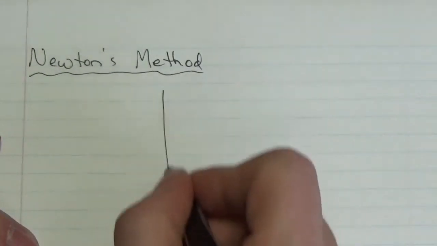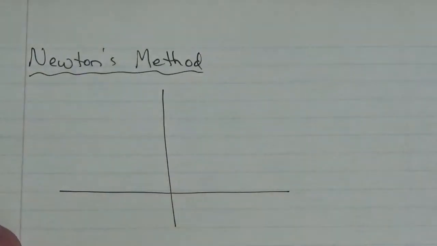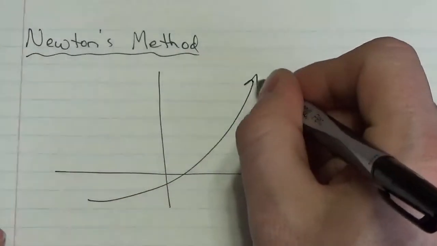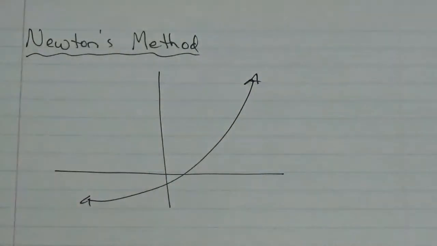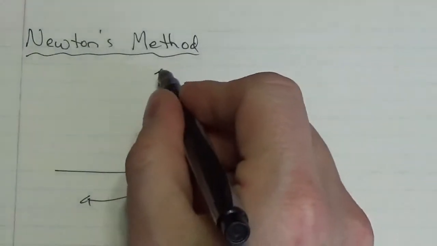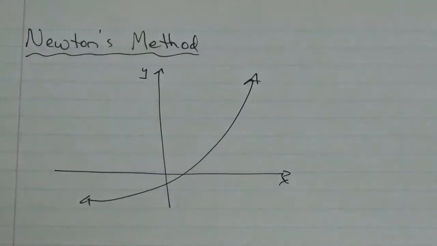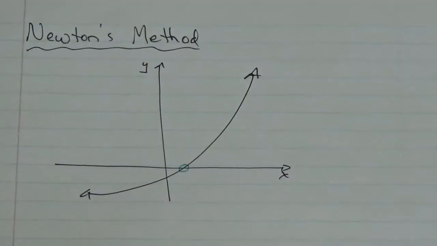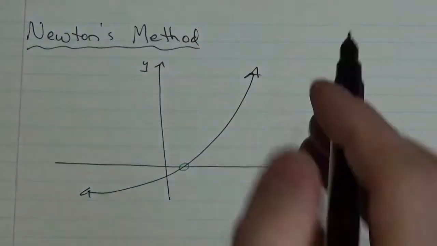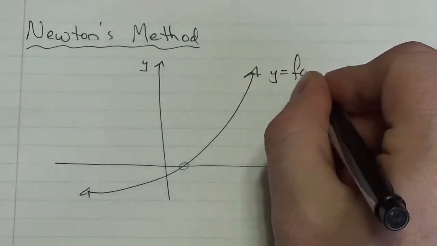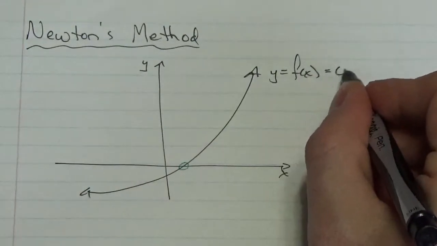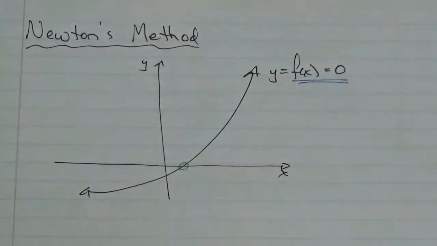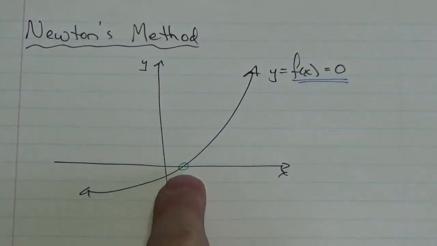So let's say that you've got a function here, and let's say it looks something like this. Here's our x-axis, here's our y-axis, and we are looking for, let's use green here, this point right there. That's our root. We are looking to solve the equation. So y is equal to f of x, that's our function, but we're looking to solve the equation f of x is equal to 0. That's our goal here, and there's our solution right there.